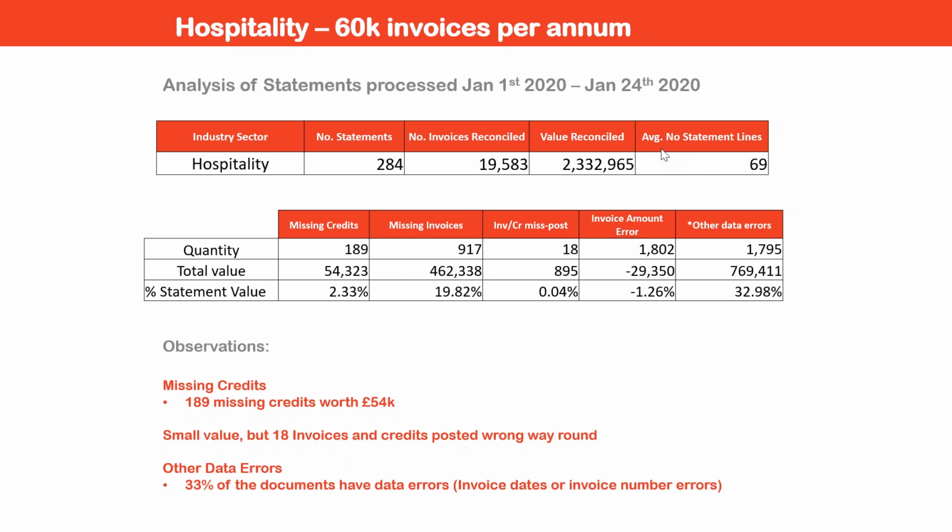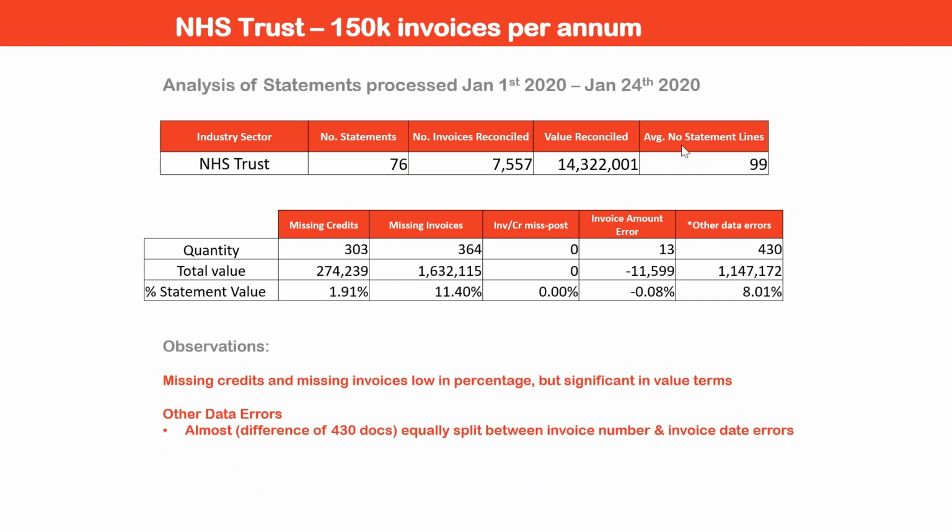And then what's this one? We've got an NHS trust. So slightly higher volume. They're doing about 150,000 invoices a year. I tried to pick some smaller customers, and then we've got some bigger ones coming down the line. But they're processing 76 statements, quite high value, 14 million pounds reconciled, and on average about 99 lines per statement.